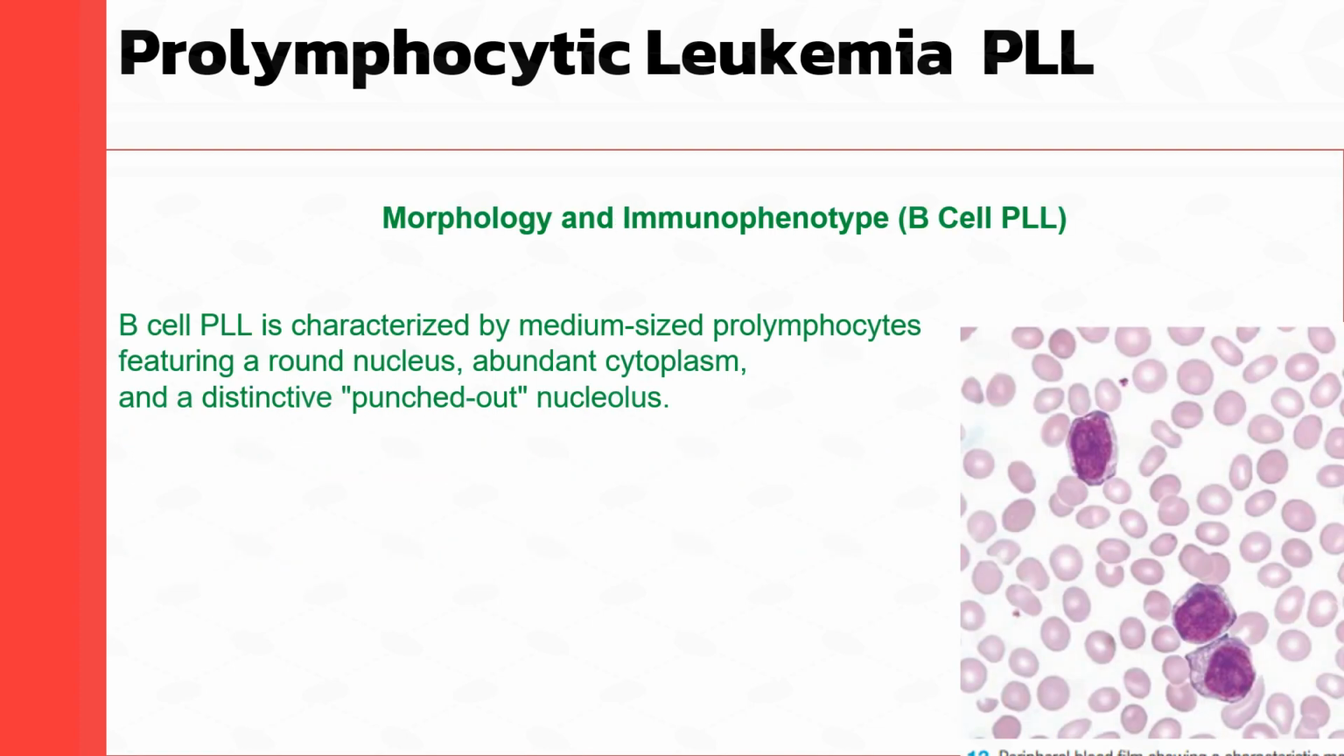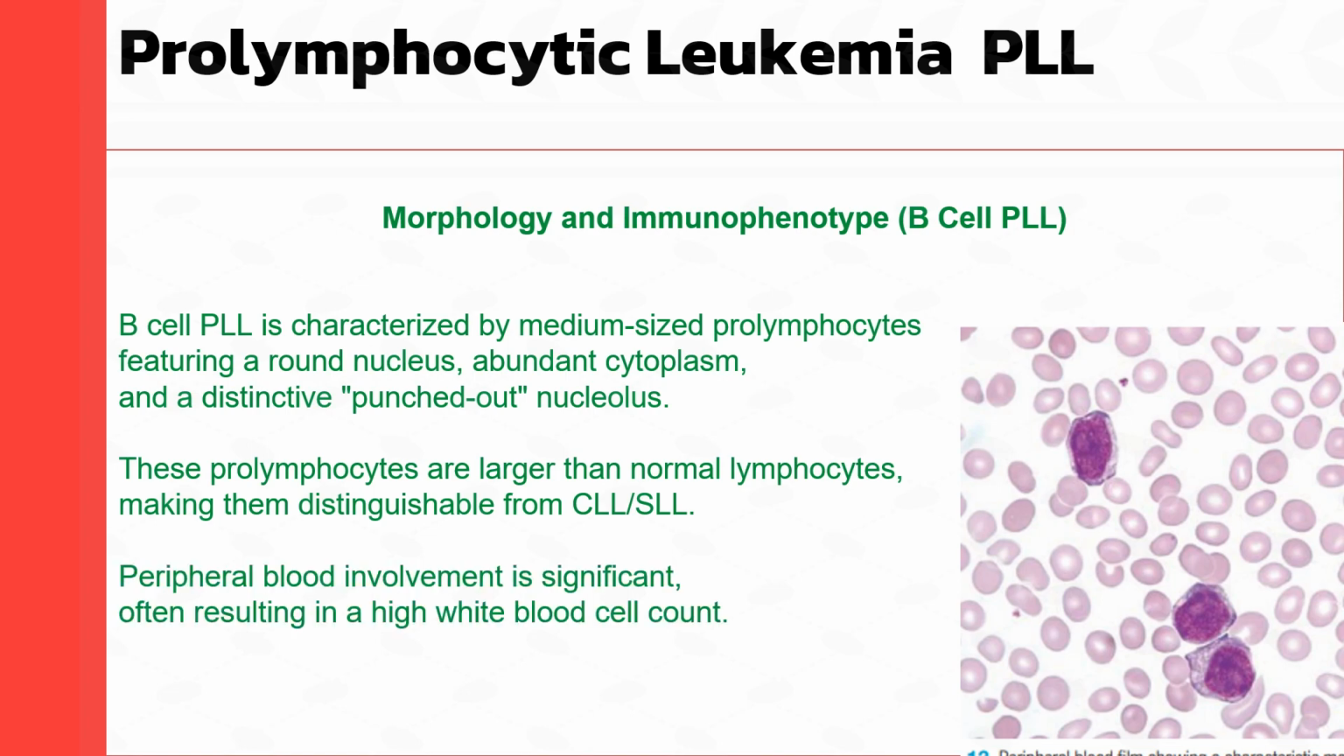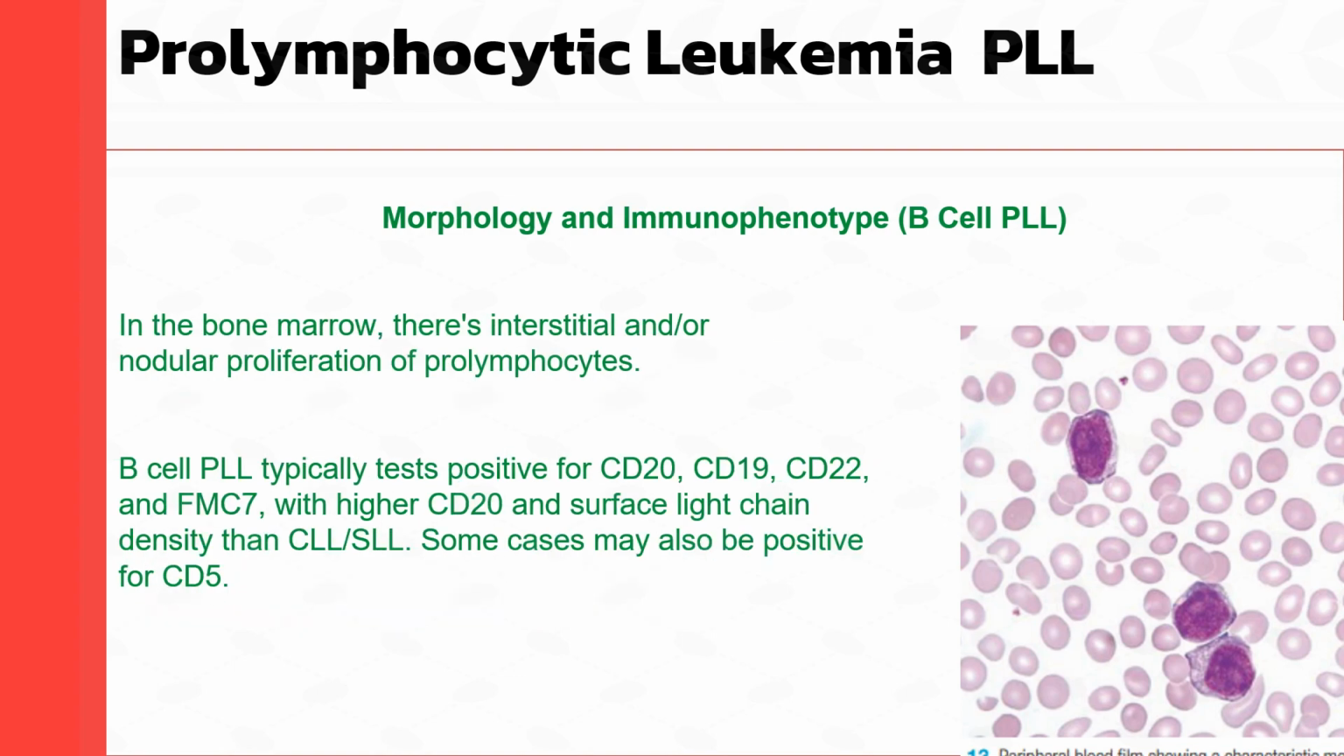A crucial diagnostic criterion is that over 55% of circulating lymphoid cells must display the morphology of a prolymphocyte. B-cell PLL is characterized by medium-sized prolymphocytes featuring a round nucleus, abundant cytoplasm, and a distinctive, punched-out nucleolus. These prolymphocytes are larger than normal lymphocytes, making them distinguishable from CLL/SLL. Peripheral blood involvement is significant, often resulting in a high white blood cell count. In the bone marrow, there's interstitial and/or nodular proliferation of prolymphocytes. B-cell PLL typically tests positive for CD20, CD19, CD22, and FMC7, with higher CD20 in surface light chain density than CLL/SLL.